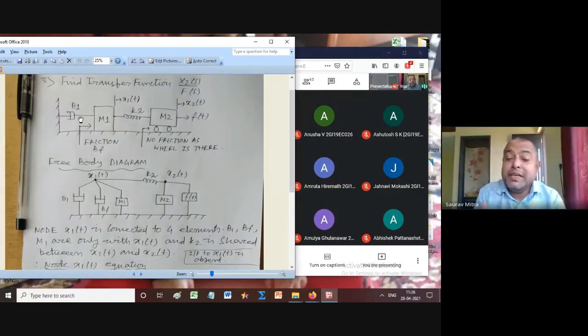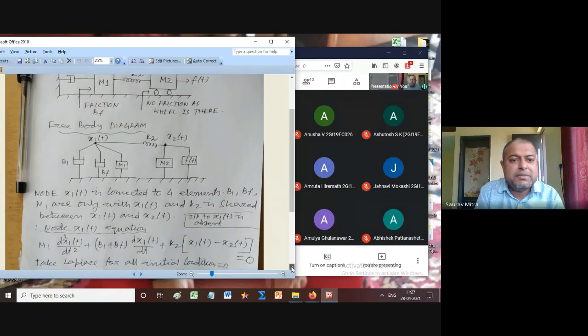There can be a numerical with b1 in parallel with another k. There is no k1 here, I have shown k2 directly. Don't worry about the symbols k1, k2, k3; anything can be given, or just k can be given, and you have to proceed with that. So this is b1, this is m1 and friction Bf. Now the free body diagram.